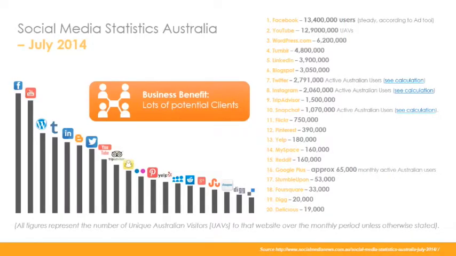So just have a look at what's happening in Australia. So in July this year, these statistics are reasonably current. 13 million people a month are on Facebook. That's nearly 2/3 of our population. Such a large amount of people are using Facebook for business as well as for private reasons. YouTube, we've got nearly 13 million unique Australian visitors per month. And the average person is spending about 15 minutes a day on YouTube.